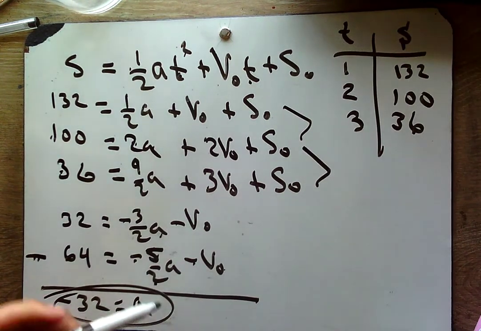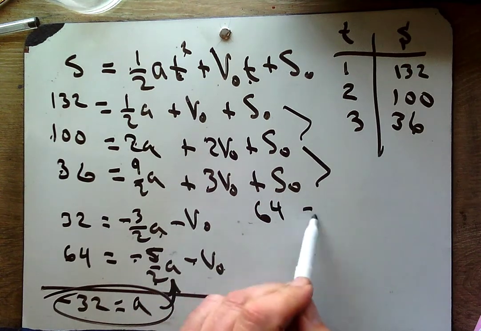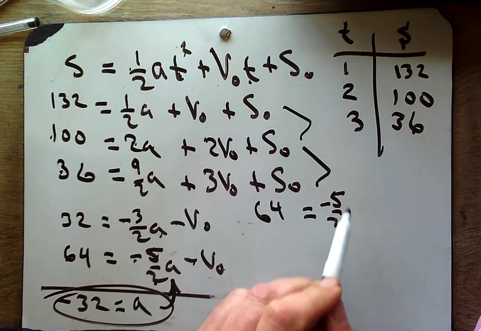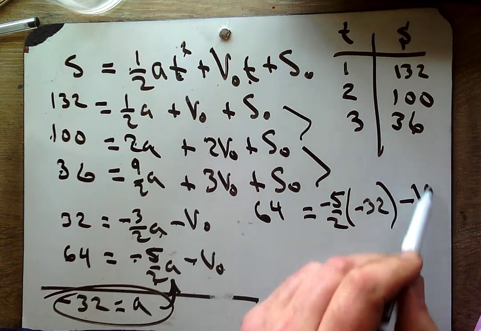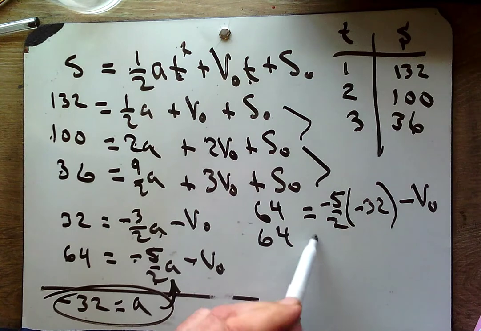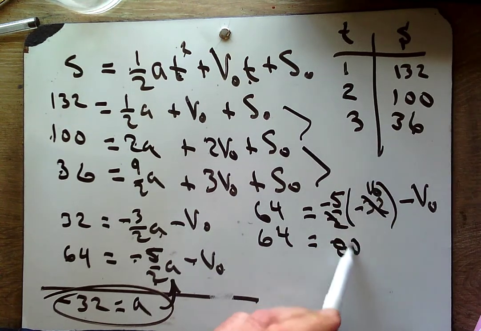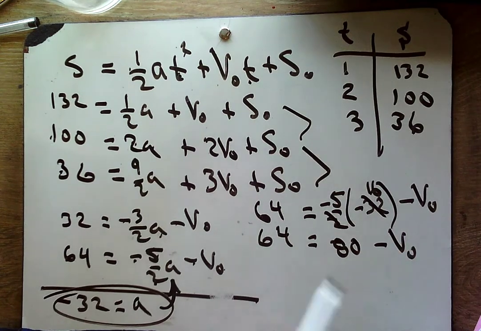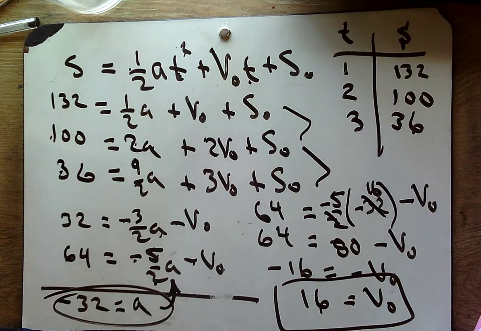Now I'm going to take this a value and plug it back into one of these two equations to help me find v sub o. 64 equals negative 5/2 times negative 32 minus v sub o. And so I get 64 equals 80 minus v sub o. If I subtract 80, I get negative 16 equals negative v sub o. So v sub o equals 16. Okay, I've got v sub o, I've got a.